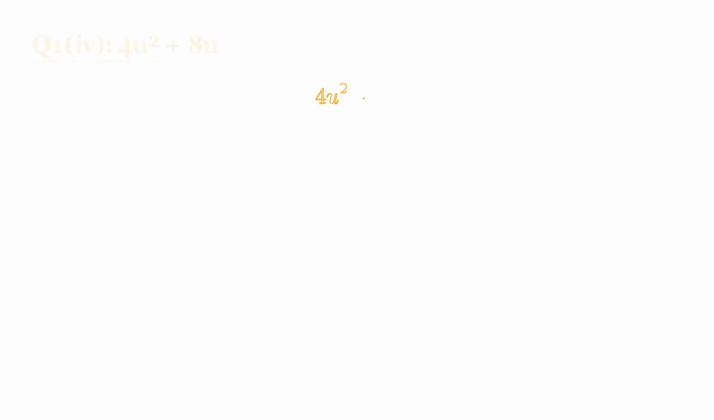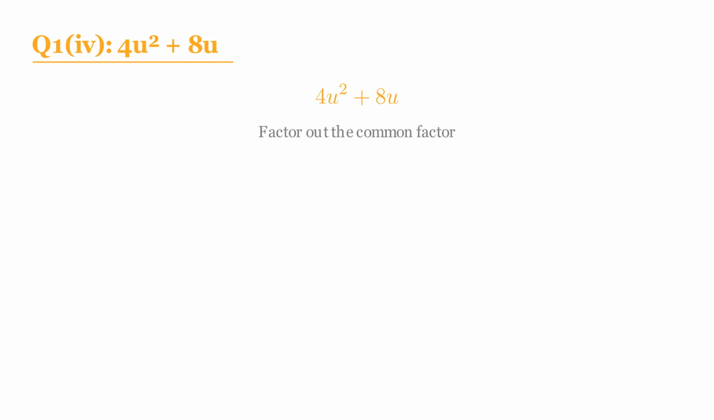Question 1, Part 4. 4u squared plus 8u. Factor out the common factor 4u. This gives 4u times (u plus 2). Set each factor to 0. 4u equals 0 gives u equals 0. And u plus 2 equals 0 gives u equals negative 2. The coefficients are a equals 4, b equals 8, c equals 0.